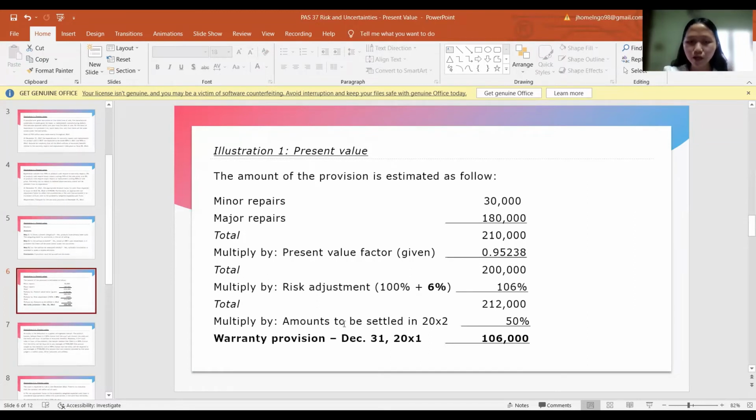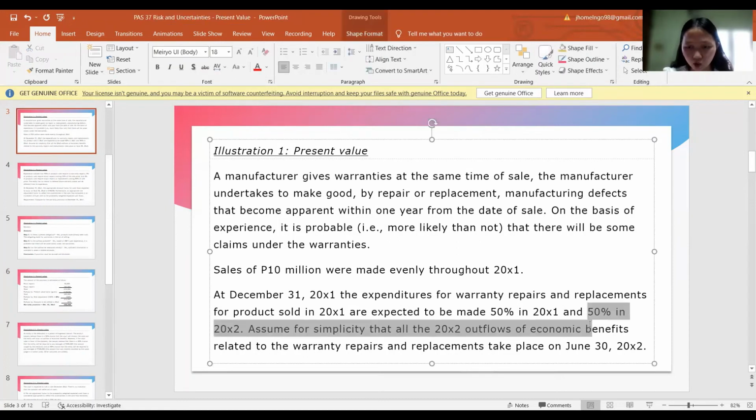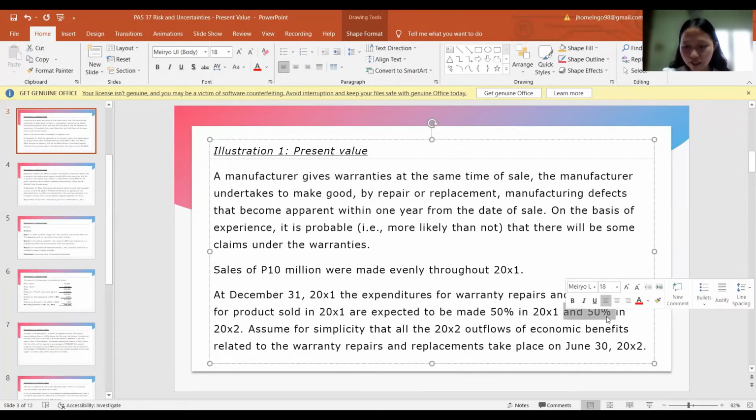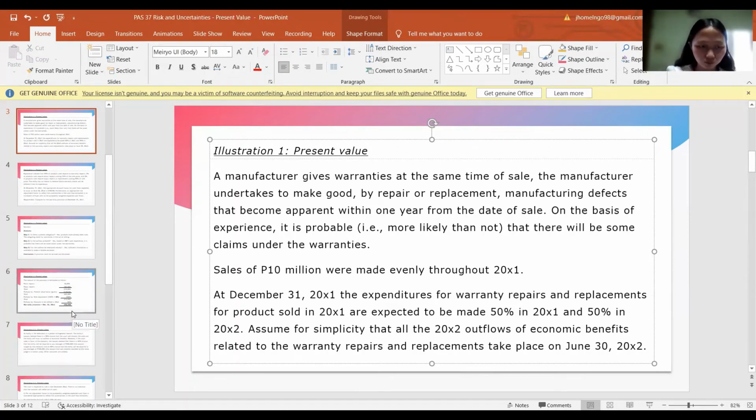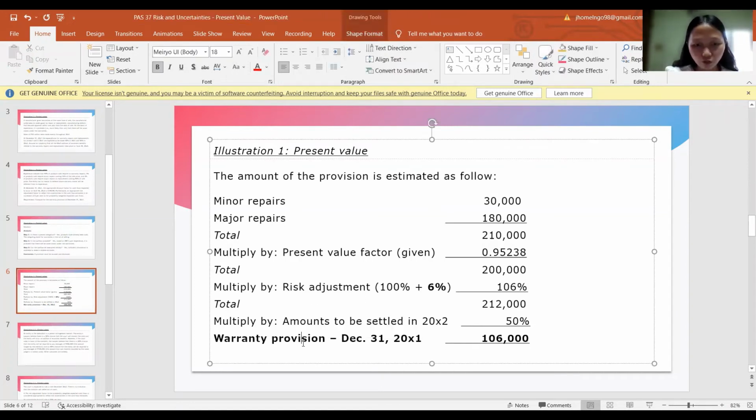So multiply by amounts to be settled in 20x2, which is 50%. The 50% is from here. The 50% in 20x2 at December 31, 20x1. The expenditure for warranty repairs and replacement for products sold in 20x1 are expected to be made 50% in 20x1 and 50% in 20x2. So 212,000 times 50% is equal to 106,000, which is our warranty provision for December 31, 20x1.